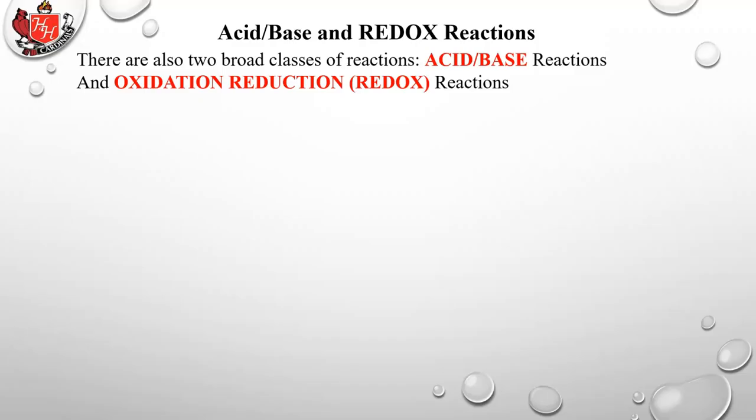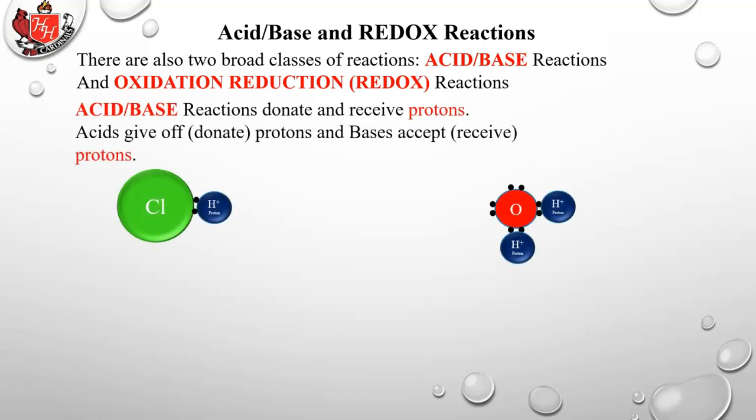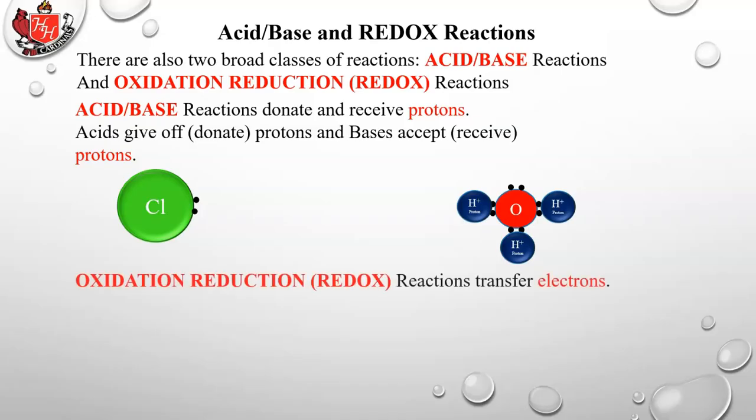Now there's 2 major classes of reactions. We're going to spend weeks on each of these. One is acid-base reactions, and the other is oxidation reduction, or called redox reaction. So in the simplest terms, an acid-base reaction donates and receives protons. Acids donate protons, and bases accept and receive protons. So as you see right there, the hydrochloric acid donated a proton to the water molecule to make it what's called a hydronium ion.